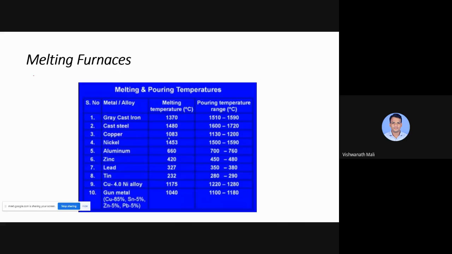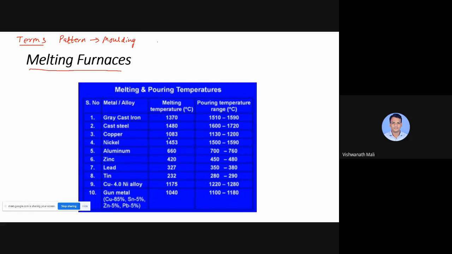So today we are going to learn about melting furnaces. At the start, we have seen the different terms in casting, and we are studying them one by one. First, we learned the pattern: what a pattern is, how to make it, what materials are used for it, and what allowances are used in the pattern. Then we saw the molding.